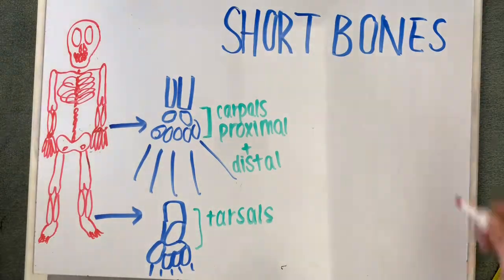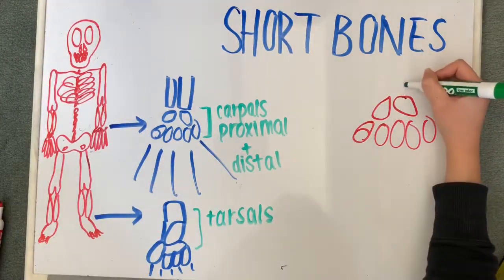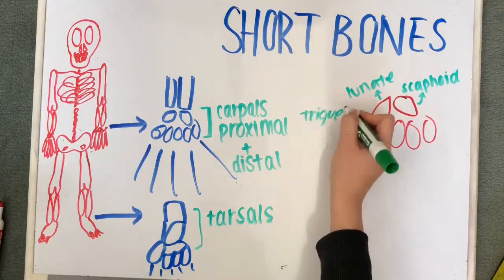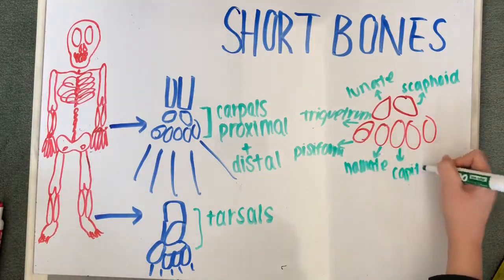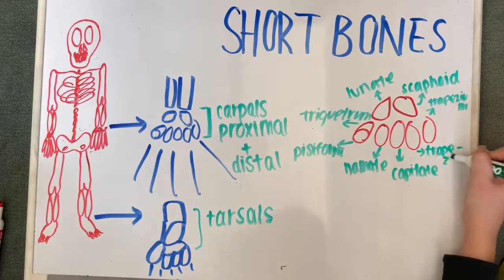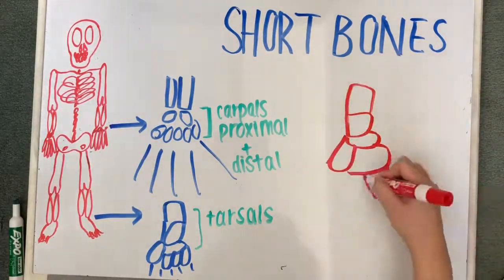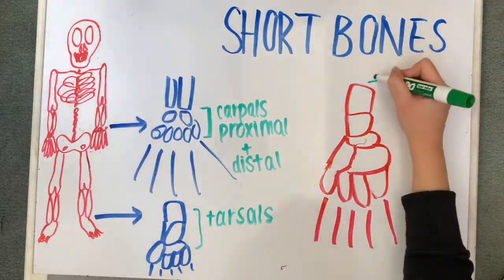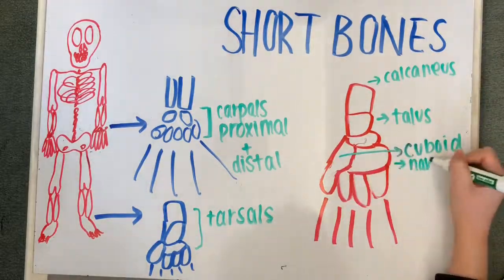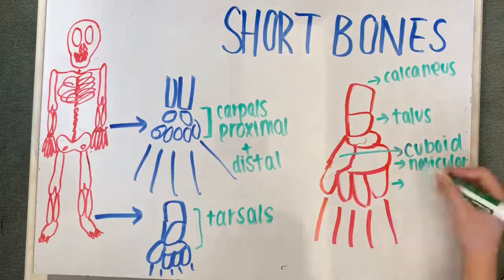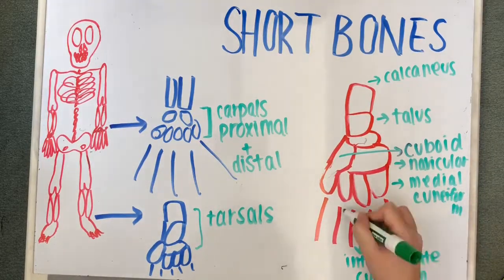Some short bones include the scaphoid, the lunate, triquetrum, pisiform, trapezium, trapezoid, capitate, and the hamate from the wrist, and the calcaneus, talus, navicular, cuboid, medial cuneiform, intermediate cuneiform, and lateral cuneiform from the foot.